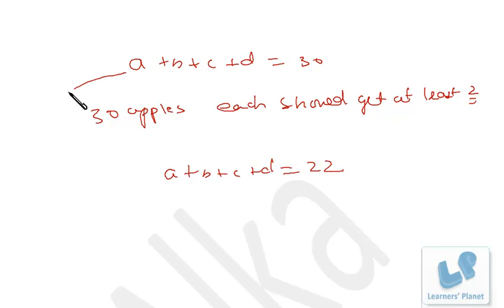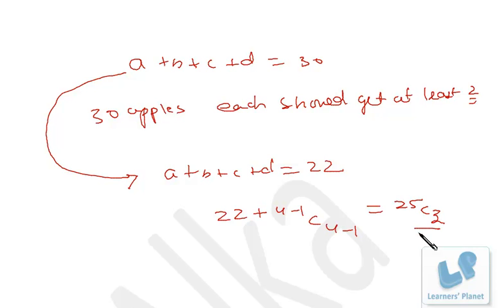So this problem is converted to this problem, right? Because we have already distributed 2 apples to each of them. Now we have just 22 apples to be distributed. Now 0 is also allowed. Okay, so that's 22 plus 4 minus 1 C 4 minus 1. So 22 plus 4 26 minus 1 25 C 3 ways will be there to do this.